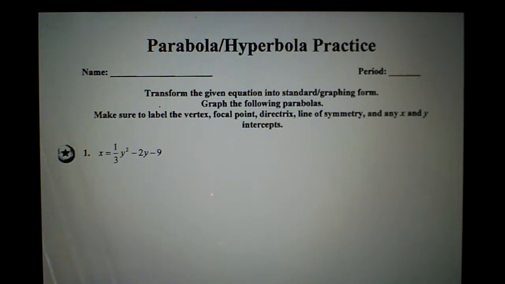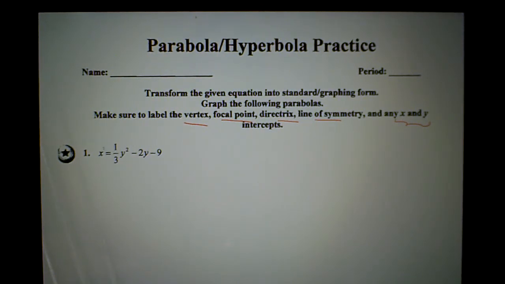So this one is transform the given equation into standard graphing form and graph the parabolas, making sure to label the vertex, focal point, directrix, line of symmetry, and any x and y intercepts. Remember, the parabola is the only conic that I make you do x and y intercepts for.